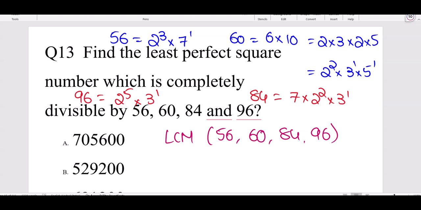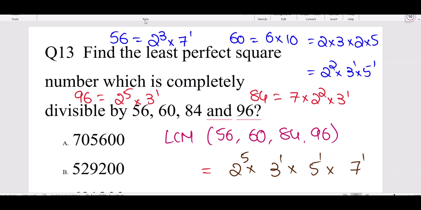Now, for LCM, what are the prime numbers involved in all these 4 numbers? 2, 3, 5, 7. The prime numbers involved in all these are 2, 3, 5, 7. What is the highest power of 2? 5. Highest power of 3 among all these. Highest power of 5. Highest power of 7. This is the LCM. That's it.